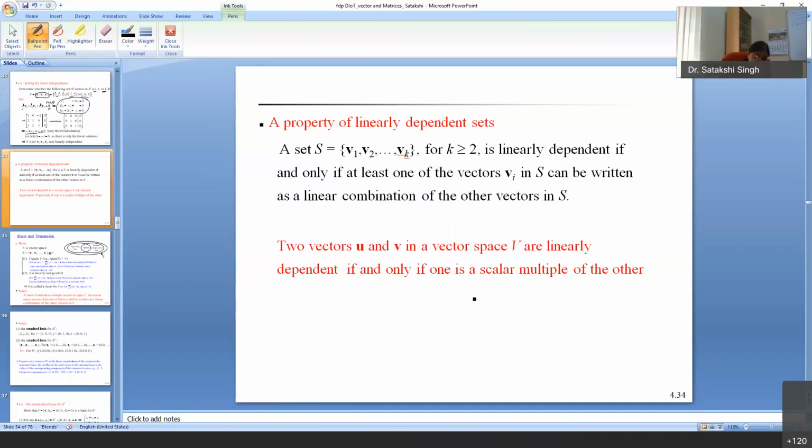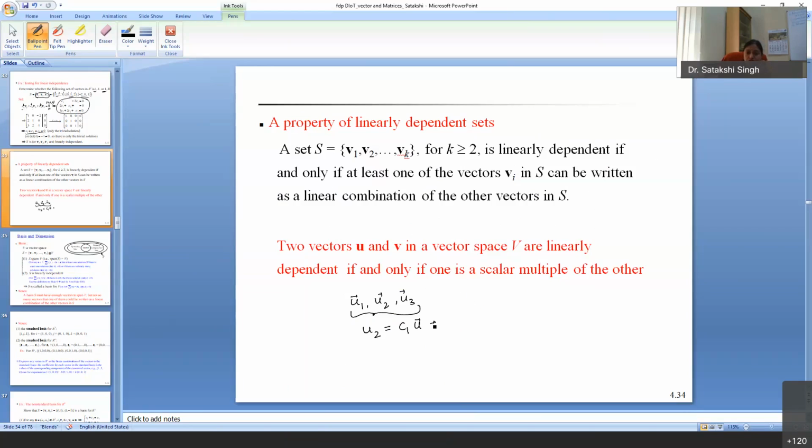The reason the words linear independence and linear dependence arose is this. Let us say we have three vectors u1, u2 and u3. Then the meaning of linear dependence of these vectors is that any one of the three vectors can be written as a linear combination of the other two vectors.